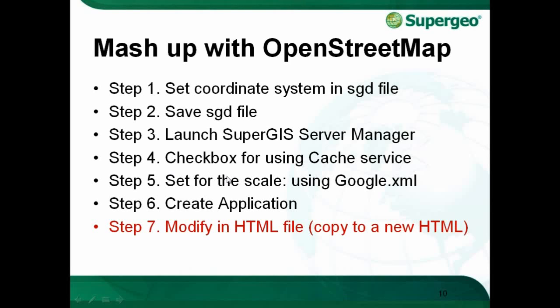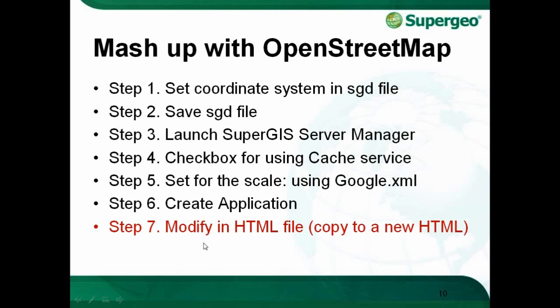setting the map service as a cache service. Also, must set for certain scale. We can use the google.xml to load all the scale definitions. Next is to create an application. We can use the simple one, Ultra website.